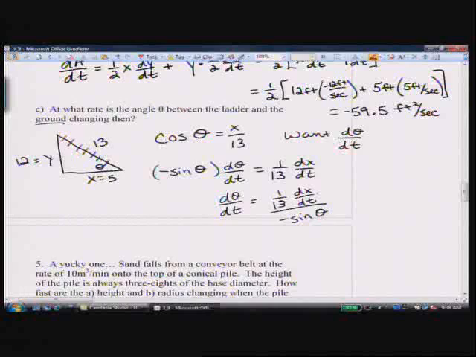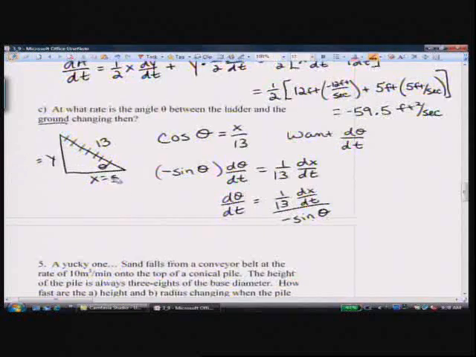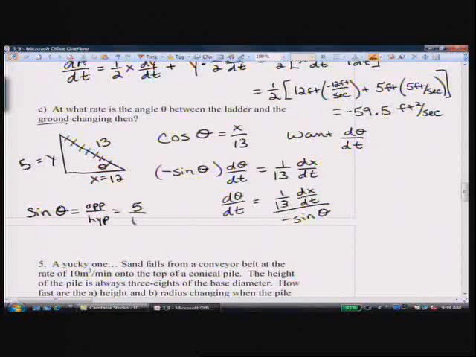Who can tell me what the sine of theta is? The x is 12, yes. And the y is 5. And so what is the sine of theta at that instant? Opposite over hypotenuse, right? So it will be 5 over 13. You all with me? So you will have here 1/13. This is 5 feet per second. And then this is just a ratio, so negative 5/13.